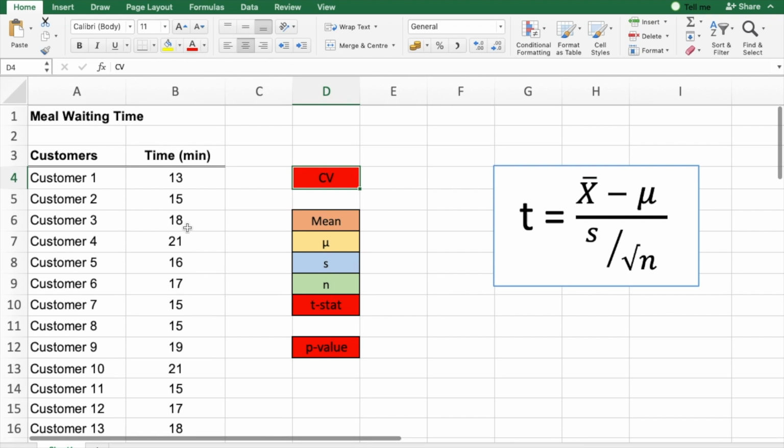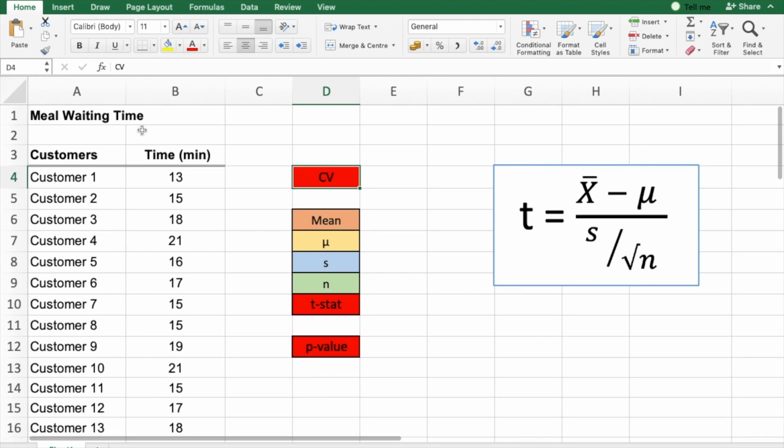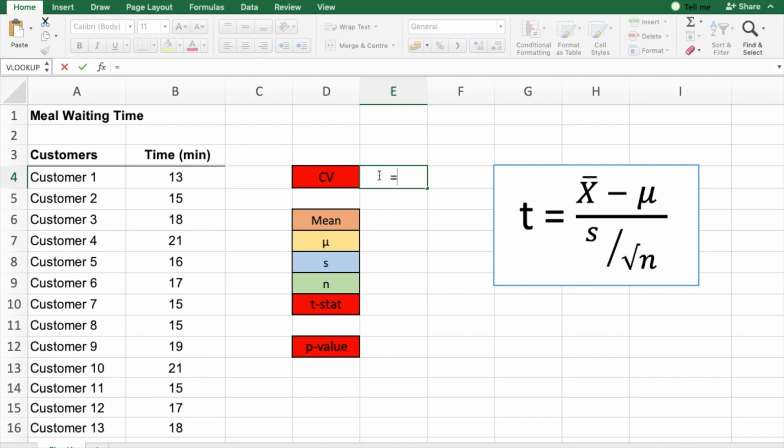So I have this hypothetical data, which is for the meal waiting time. So let's find the critical value here. You put an equal sign, t dot inv. Okay, so you see it's t dot inv two-tailed. So you click on this. We know the probability, which is 0.05, and the degree of freedom just now was 39. Yeah. So you press enter, and we can see the critical value is 2.02.